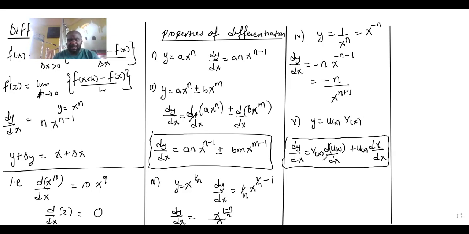You'll also check in Backhouse 1 for the derivations of these terms. So this one, you'll check its derivation. I will not derive it, but you can go and read about it in Backhouse 1. Then the sixth, this is what we call the product rule.